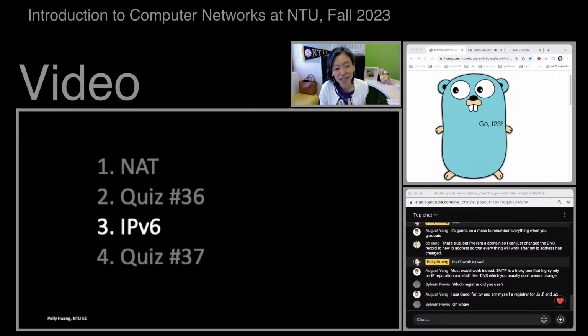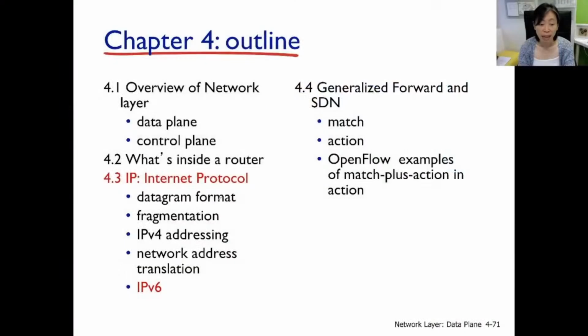Now let's dig into the ultimate solution. So let's expand the IP address space to 128 bits. So this very brief, short overview video is telling exactly what I said. Okay. Last topic in 4.3, IPv6.